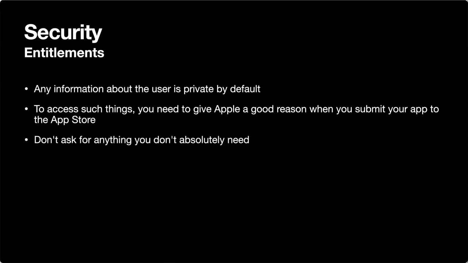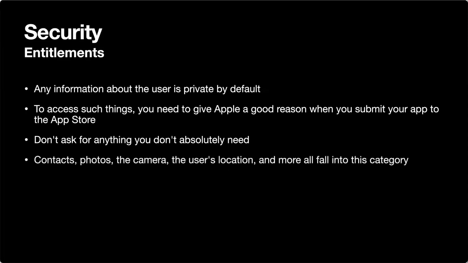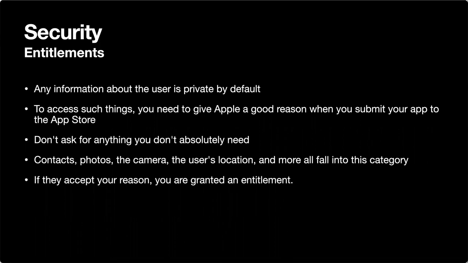Now, don't ask for anything you don't absolutely need, because you don't want to give Apple a reason to reject your app. Again, things like contacts, photos, the camera, the user's location, things like that, where it's in any way connected with the user, fall into this category where you need an entitlement. Now, assuming that they accept your reason for needing it, and basically you just need to explain why your app needs access to this stuff. As long as you do that, you'll be granted an entitlement.